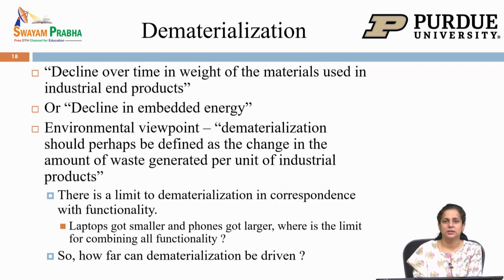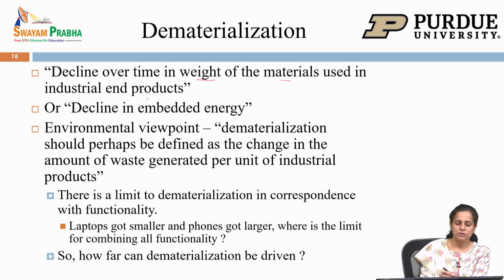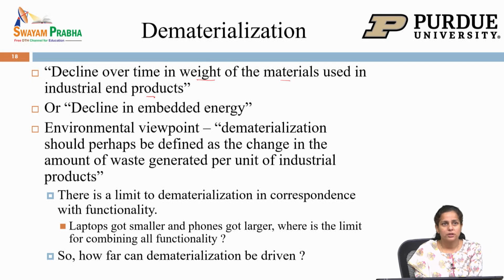Dematerialization is another aspect where a decline over time happens in the weight of the materials used in industrial end products, or a decline in embedded energy, which means that you are putting in less and less energy per unit of that product being formed. From an environmental viewpoint, dematerialization should be defined as the change in amount of waste generated per unit of industrial product. So, that is another way of thinking about how we incorporate the concept of dematerialization in sustainable system design. So, for example, our laptops got smaller and phones got larger.